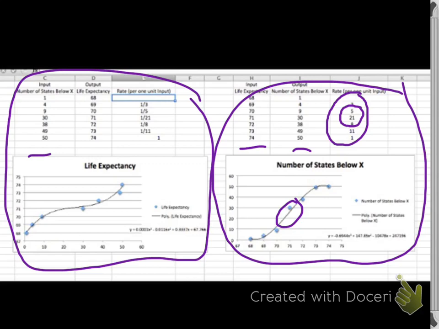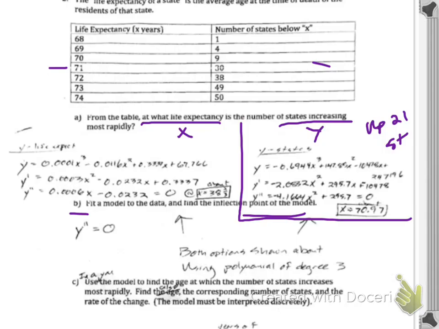Input life expectancy, output number of states, and the graph on the right is the one that has that. And the model that goes with it is really hard to read, so if you're trying to zoom in on that, you want to get the file that I sent you, or try and read it from this page here, where I've written it now by hand.